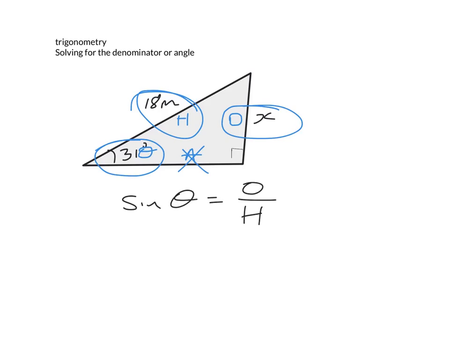So the whole point of doing that labelling is just to make sure that we're using sine. Write down that equation. Okay, now replace all those variables with the things we know. Sine 31 equals, our opposite side is x, and the hypotenuse is 18.